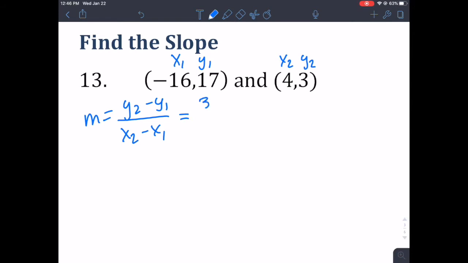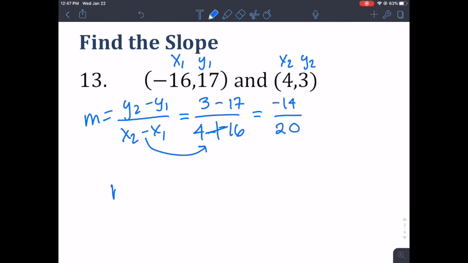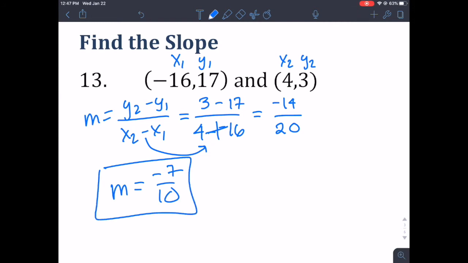So y2 would be 3, y1 would be 17. On the bottom, x2 is 4. Now, be careful. The formula has a minus in it. But then x1 is negative 16. So we've got minus a negative here. So we can go ahead and subtract this, and we get negative 14 up top. On the bottom, you should know that that's going to be really 4 plus 16, so we have 20 on the bottom. So our slope is negative 14 over 20, which we can simplify, yes, you should simplify, as negative 7 over 10.